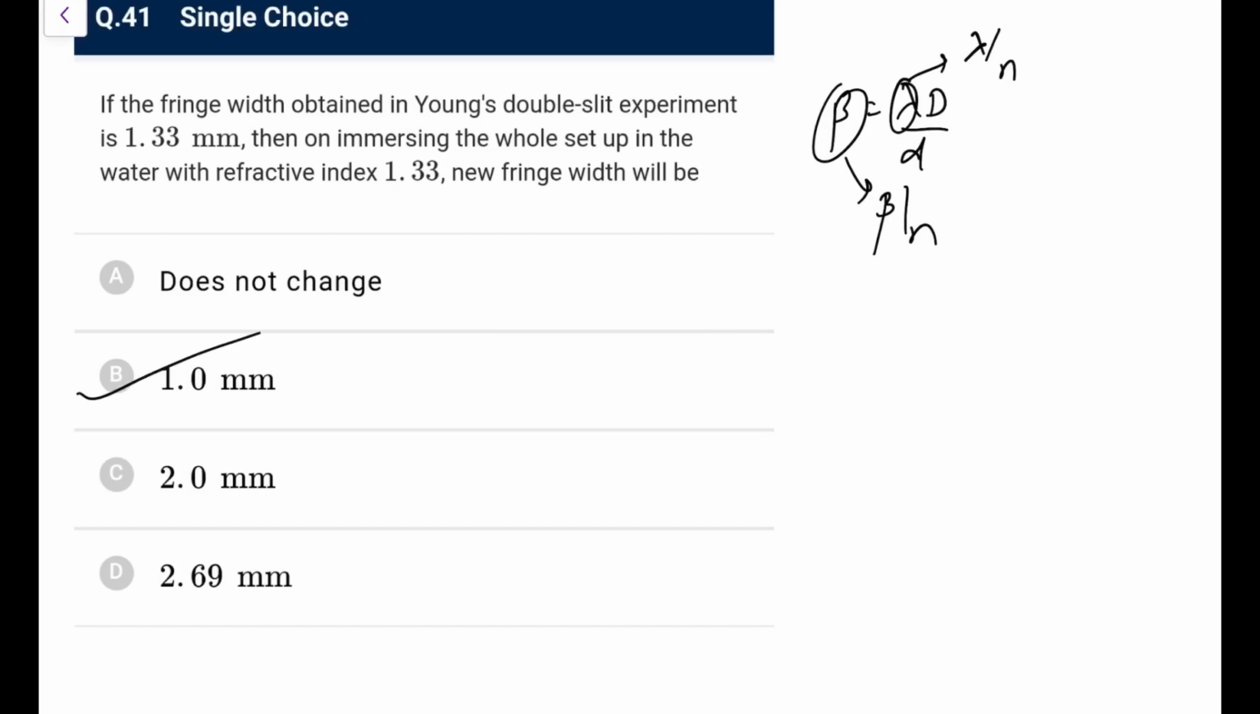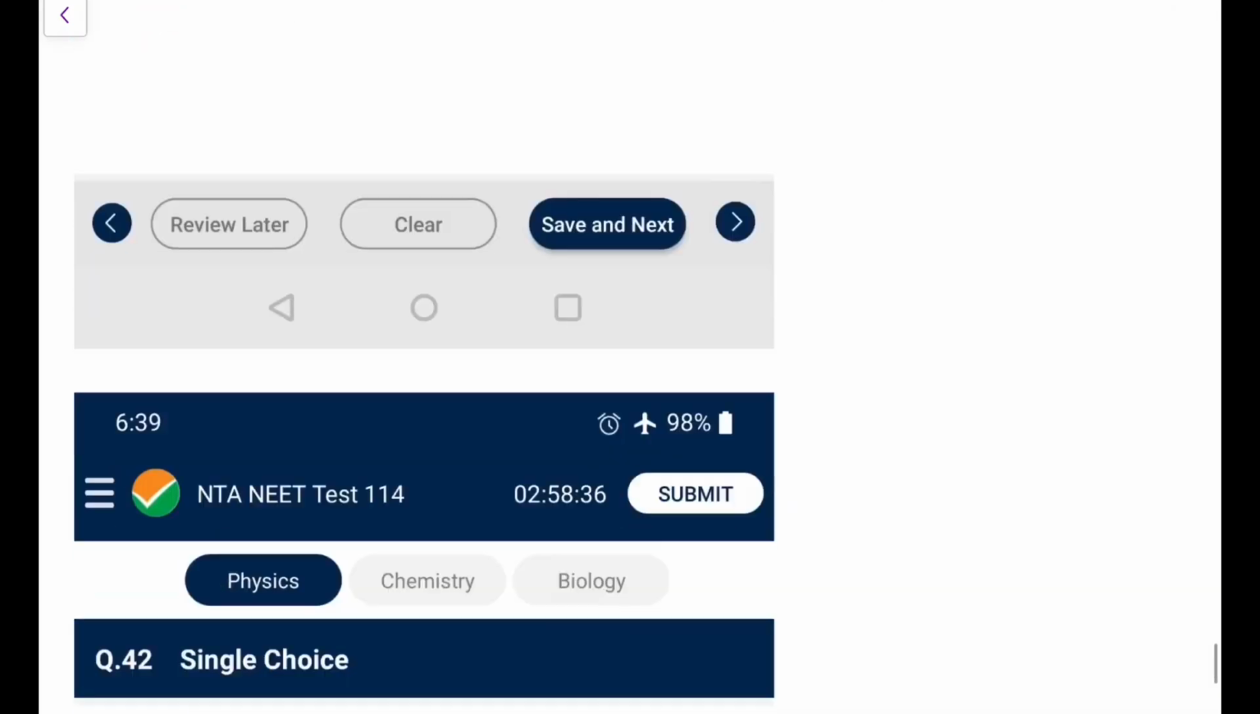So it will become 1.0 mm. Directly you can make it out. So fringe width also reduces.